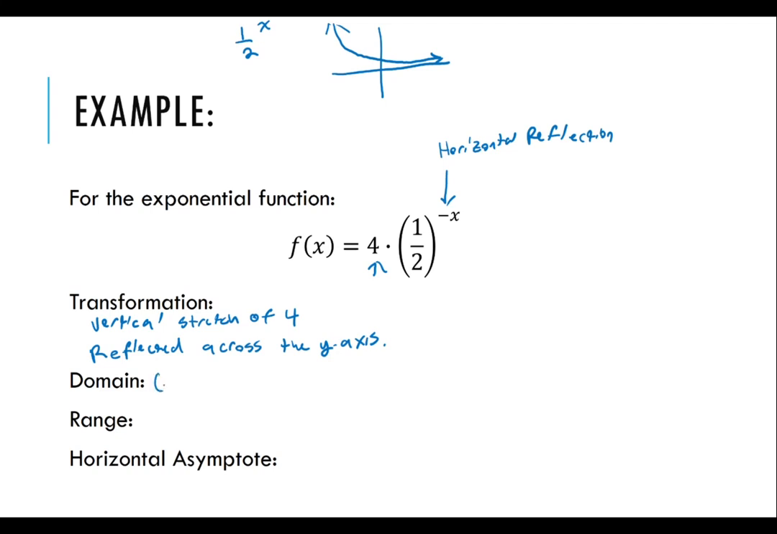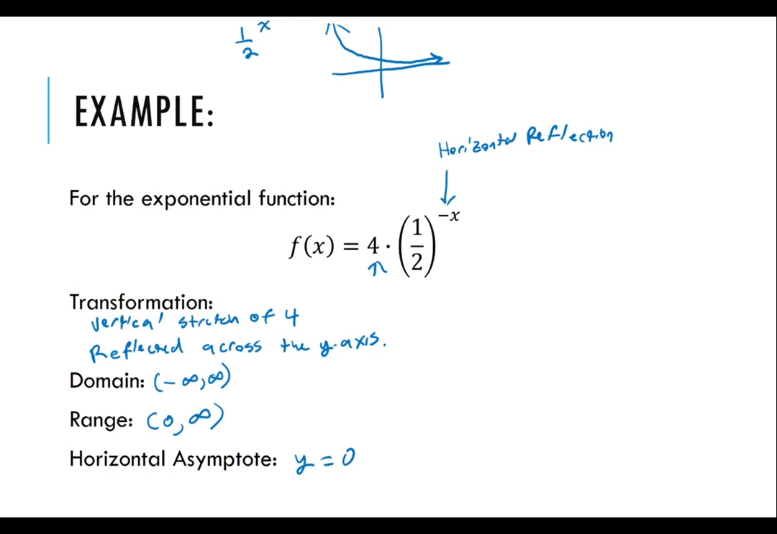You remember that the domain is going to be, again, all real numbers. Nothing changes there. The range, because we had no movements up or down, the range remains the same as the parent function because there's no upside down reflections or reflections across the x-axis, so our range is going to go from 0 to positive infinity. And because there was no shifts up or down, the horizontal asymptote is still going to be y equals 0.